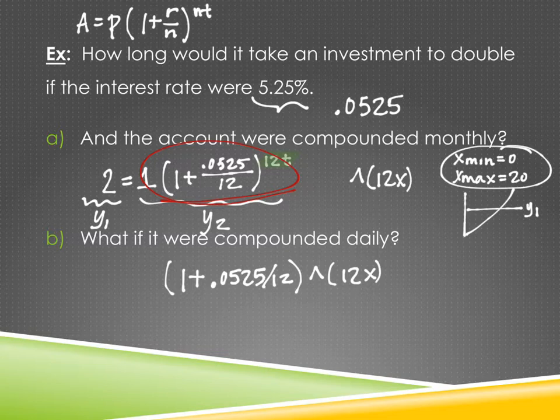So that horizontal line is Y1. It's the value you entered on the left-hand side, which was my 2. And this curve is Y2, which was the equation with the power x in it. Okay. Yours does not look like that, Martin? Okay.